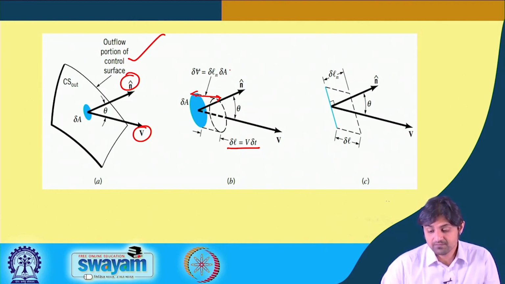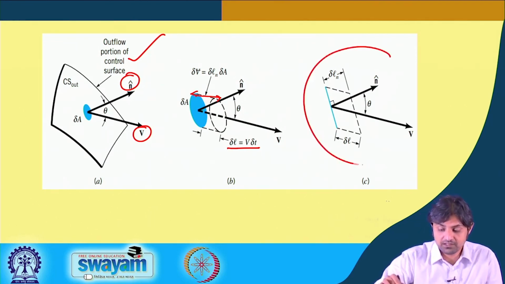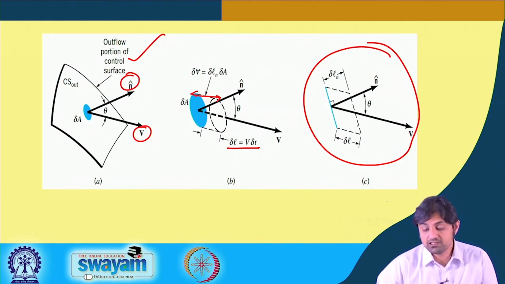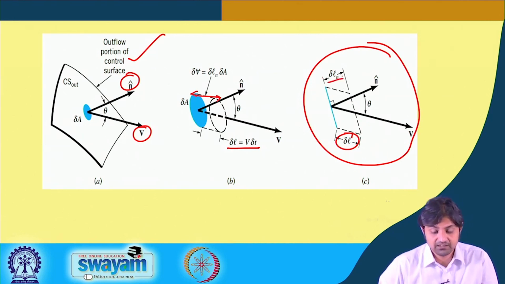A more clear figure gives a clearer picture. This is the normal to the surface, this is the velocity, and this makes an angle theta with the normal direction. So the component of delta L in the normal direction is given as delta Ln.